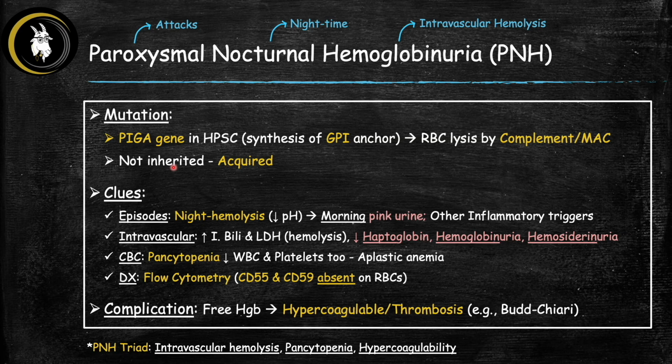And this is an important feature of this disease because it's the only one of the intrinsic hemolysis diseases that has an acquired mutation. In all the rest of the diseases that we're going to learn today, the mutation is inherited. Okay, so now let's learn about some clues that'll help you make this diagnosis.